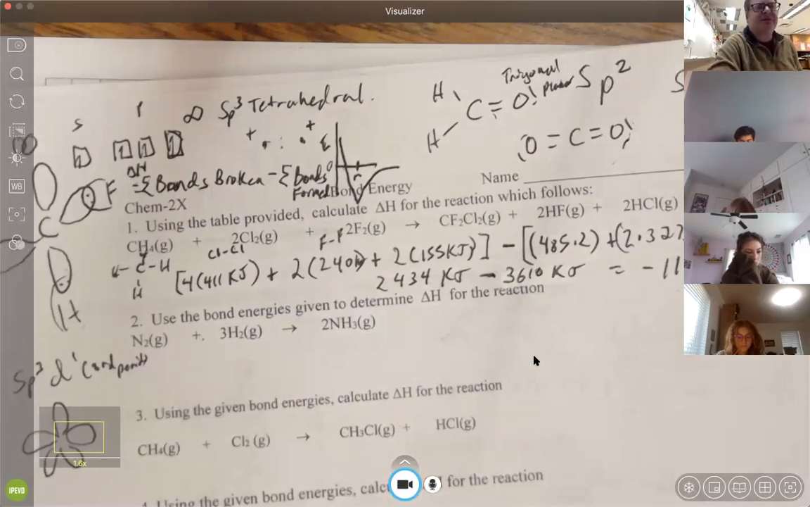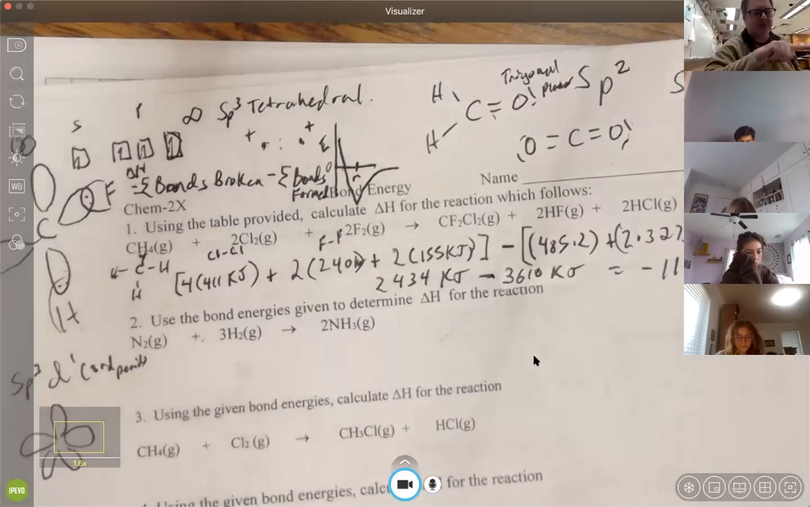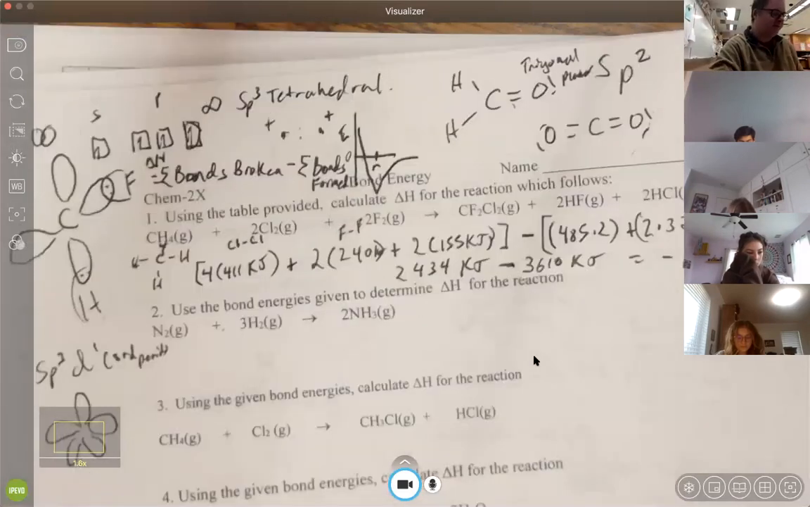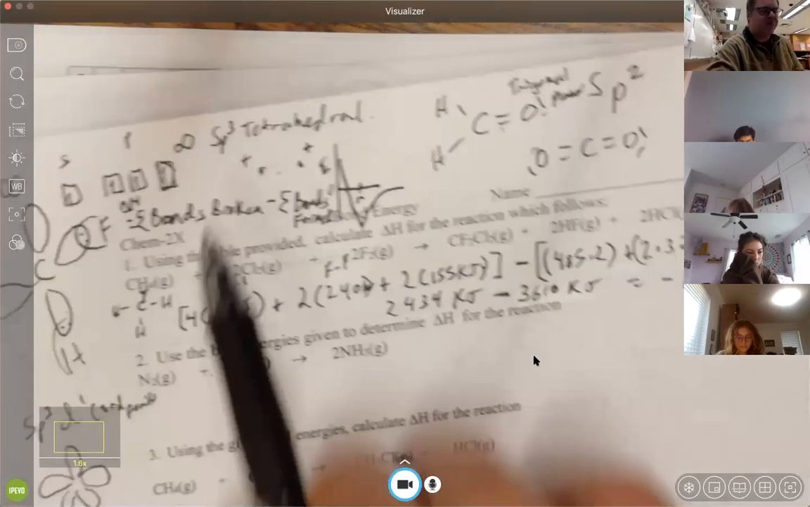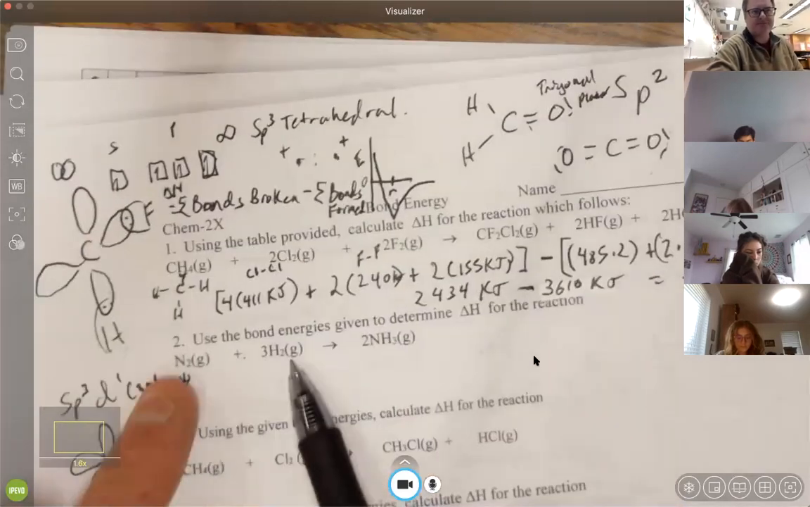So a lot of stuff that we did with energy, we always took products minus reactants. This is the first one where you take reactants minus products from last semester, right?